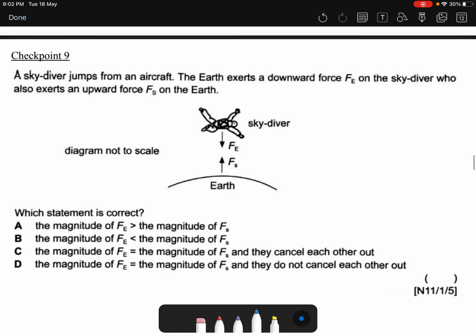Okay, let's move on to checkpoint 9. We have a skydiver jumping from an aircraft. The earth exerts, of course, a downward force on the skydiver, who also exerts an upward force on the earth. So which statement is correct? You notice that this is actually an A-level question. This is actually action and reaction forces. The two forces will not cancel out, and the two forces must have equal magnitude. So the answer should be D.